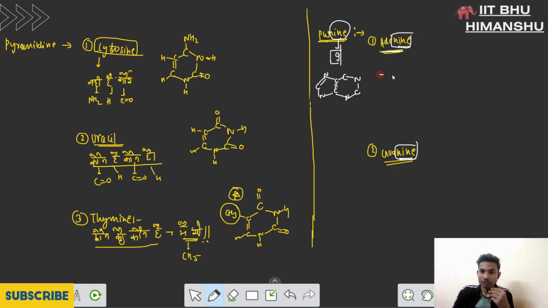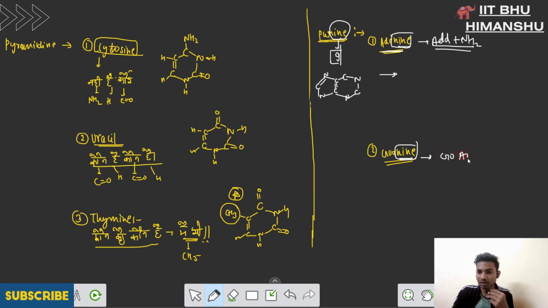So in the adenine we add amine. In the guanine there is 'go amine', but add C double bond O. Let's see how to draw this first.